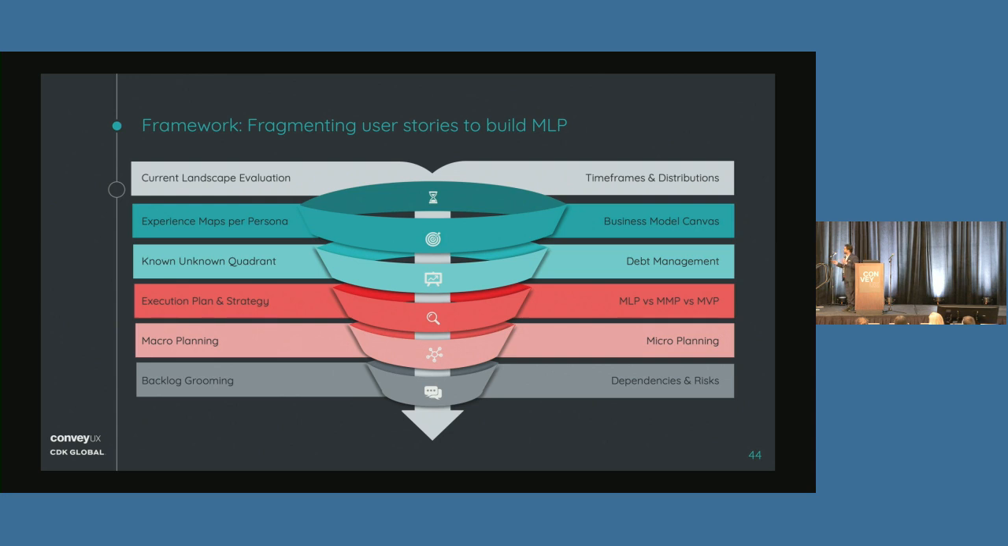But let's say you have not thought about the complete MLP as well as MVP strategy. What you can do is continuously iterate and work on it. But at least now you have an artifact which you can work on.